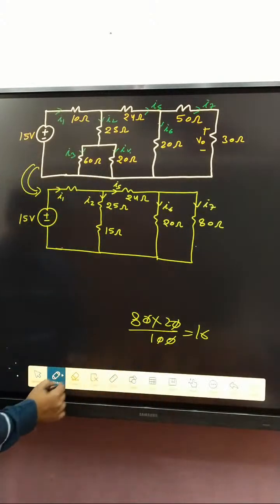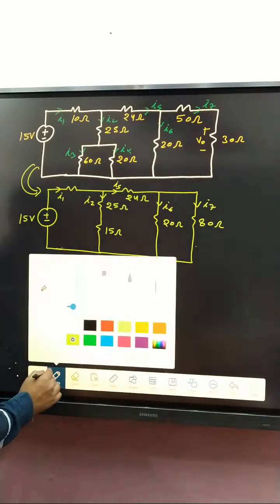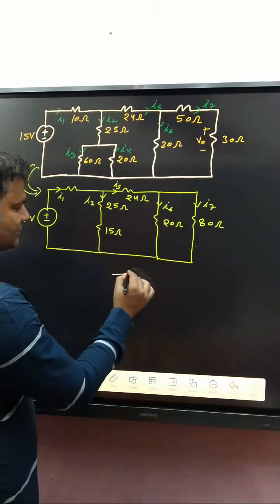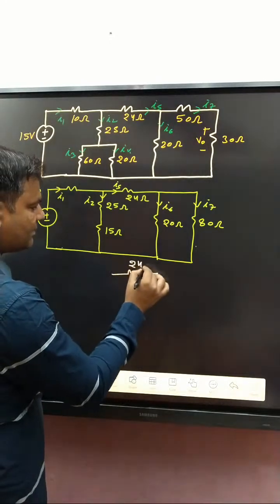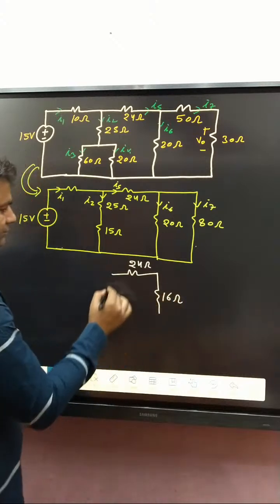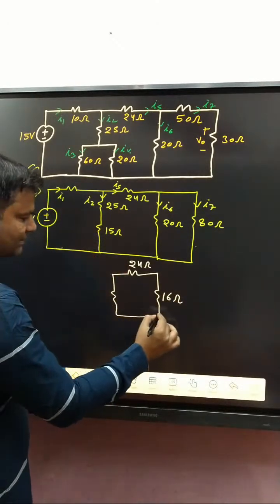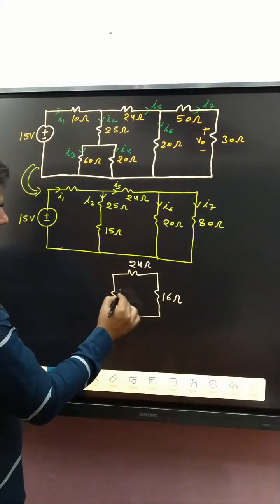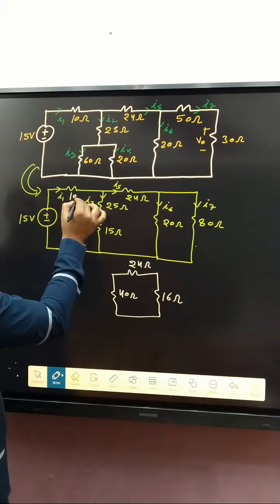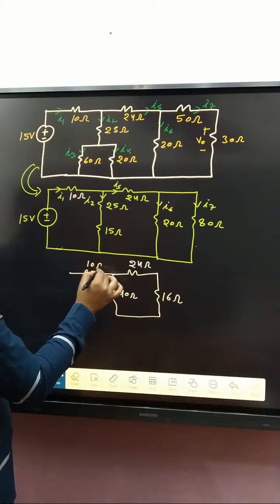So the combination of these two, we got how much? 16 ohm. That is 16 ohm. And that one is 24. And that one is 16 ohm. 15 plus 10. Then how much? 40 ohm. And here that is 10 ohm. That is 10 ohm.